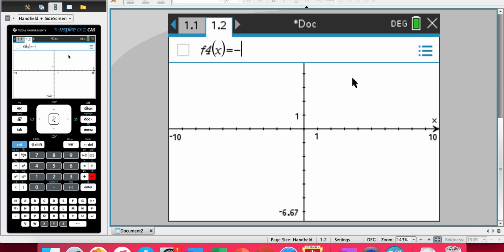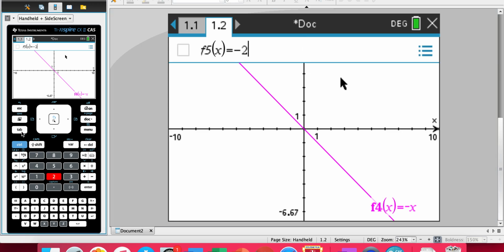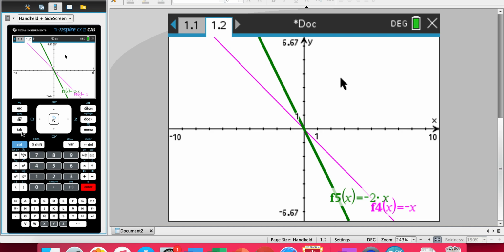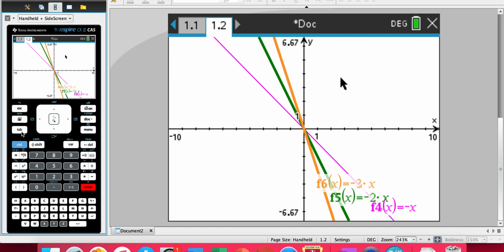Okay, so this one is going to be negative x, and there we go. And we expected that because it's a negative gradient. Agree? And then we press tab and negative 2x. Good. And then tab and negative 3x. Fantastic. So there we go.